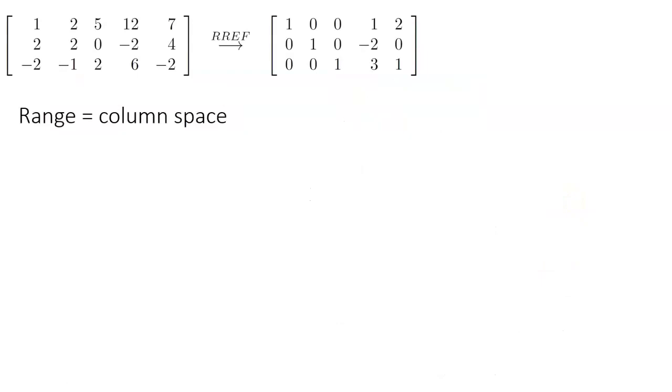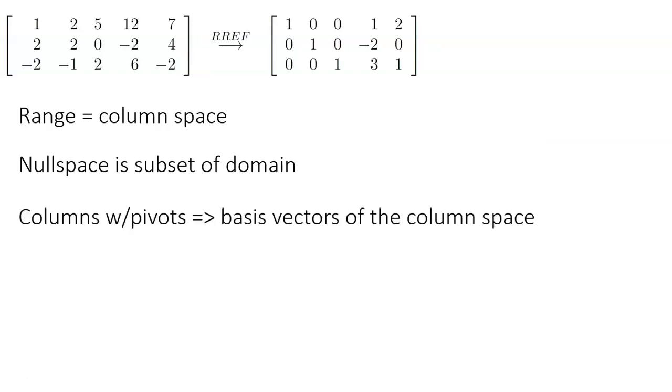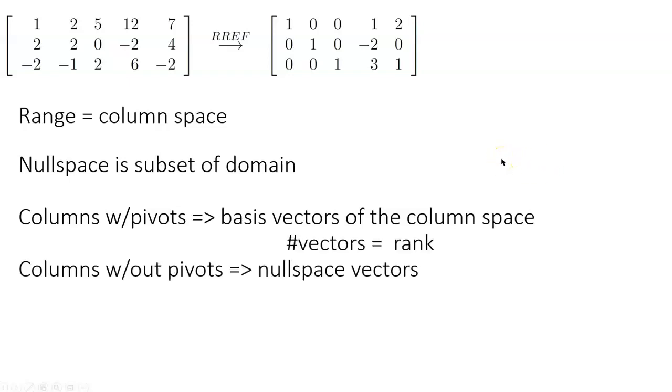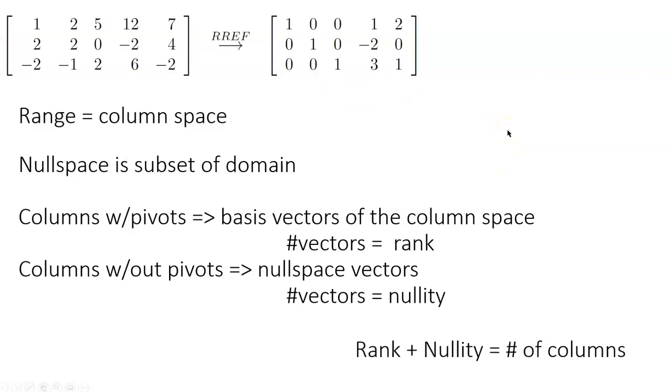The range is the column space. The null space is a subset of the domain. It's all the stuff in the domain that gets mapped to 0. Columns with pivots tell me the rank of the column space. Columns without pivots result in the null space vectors. So the number of vectors equals the nullity. So if I'm looking at all the columns that either give me pivots or don't give me pivots, that means nullity plus rank equals the number of columns.